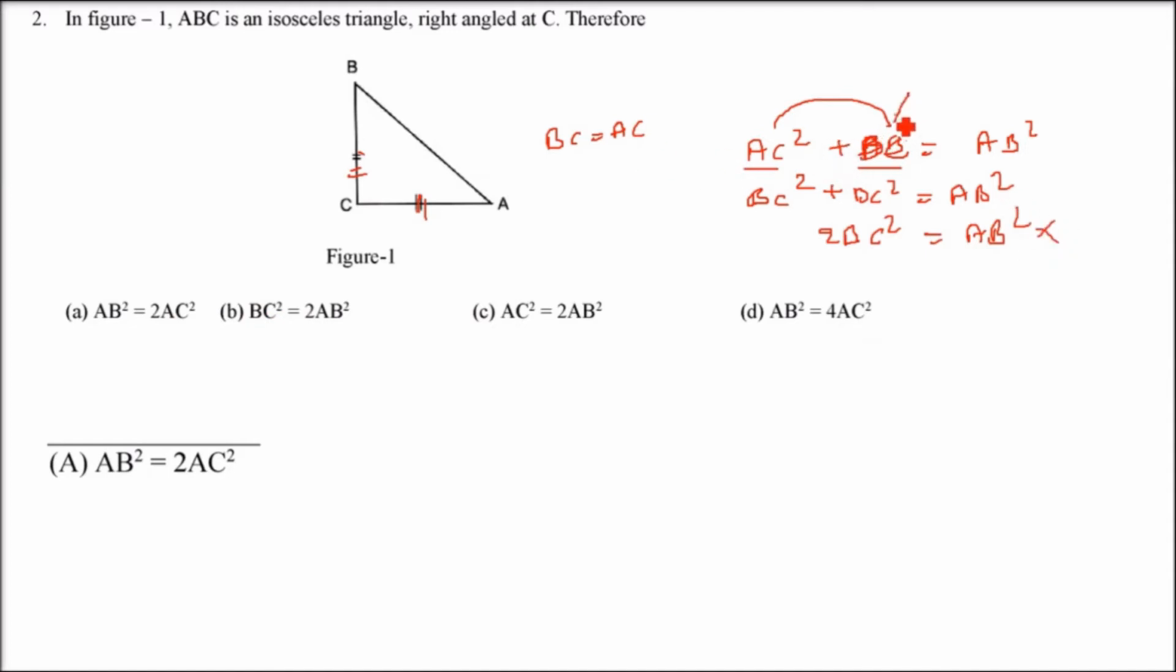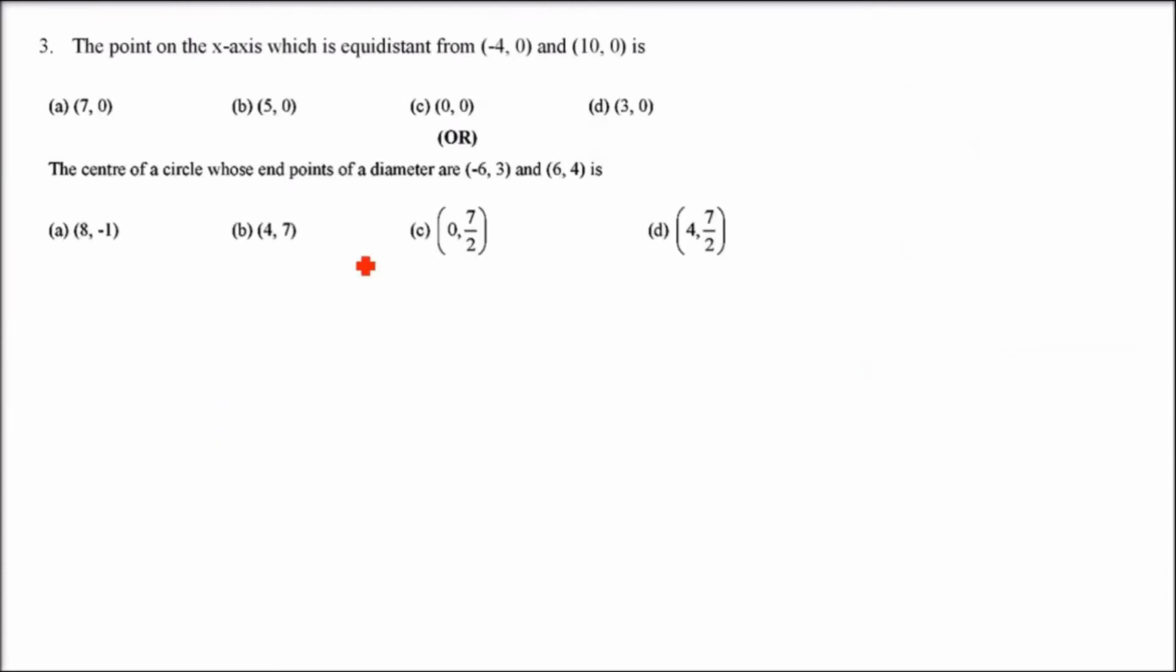So we'll take the other way. We'll write BC as AC. So what do you get? AC square plus AC square equals AB square. So this is 2AC square equals AB square. Do we have this answer? Yes, the A1. So this is the answer.